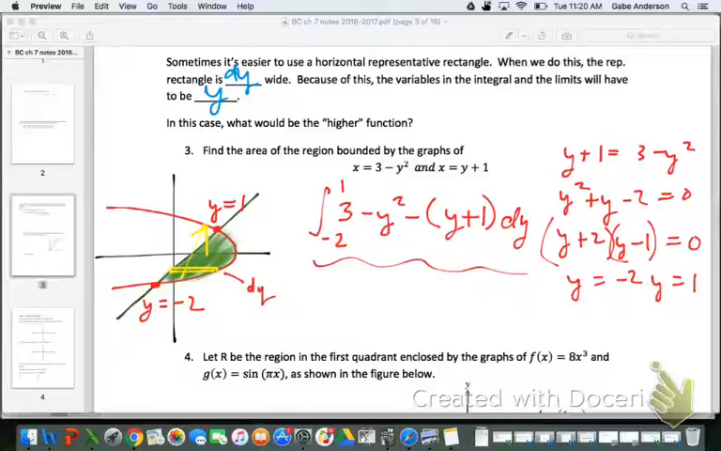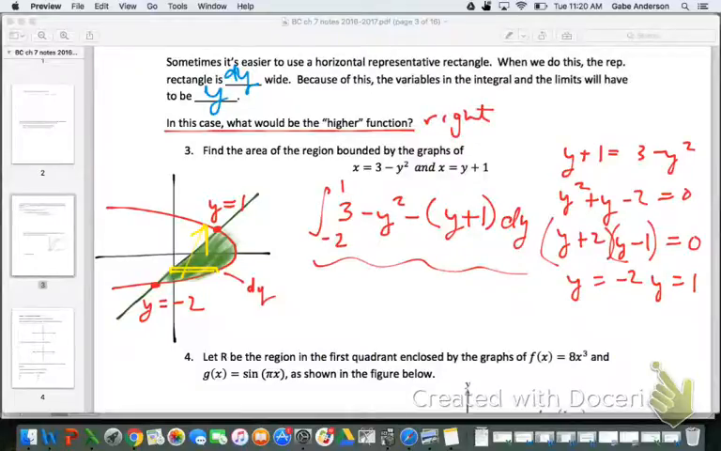Allie, go ahead. You said the first function is the one on the right, or? Yeah. So when you go with a horizontal representative rectangle, the integrand is no longer top minus bottom. It has to become right minus left. Okay. Yeah. So that answers this question here. In this case, what would be the higher function? It would be the one that is further to the right.